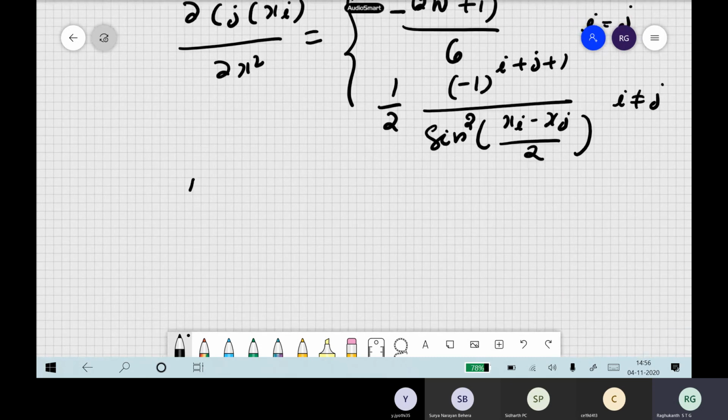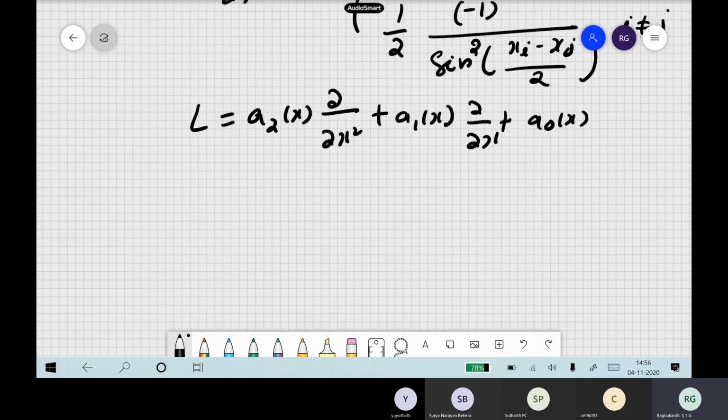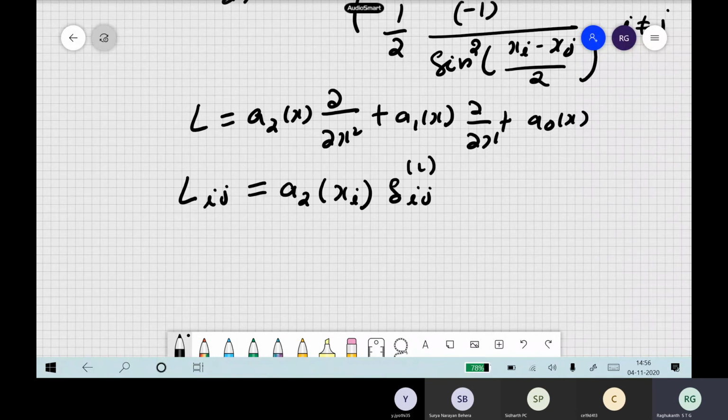So if I have, say, my operator like this: a2 of x times d squared by dx squared, plus a1 of x. So I have a differential equation like this, plus a naught of x. So the operator is like this, it's a partial derivative. So my Lij, say, these terms will be a2 of xi, and this becomes a delta ij. So this is my second derivative.